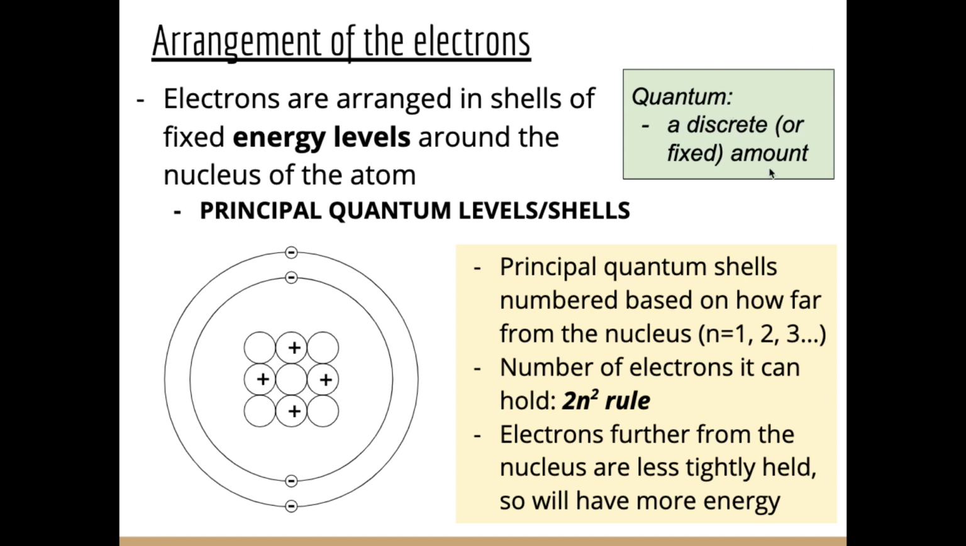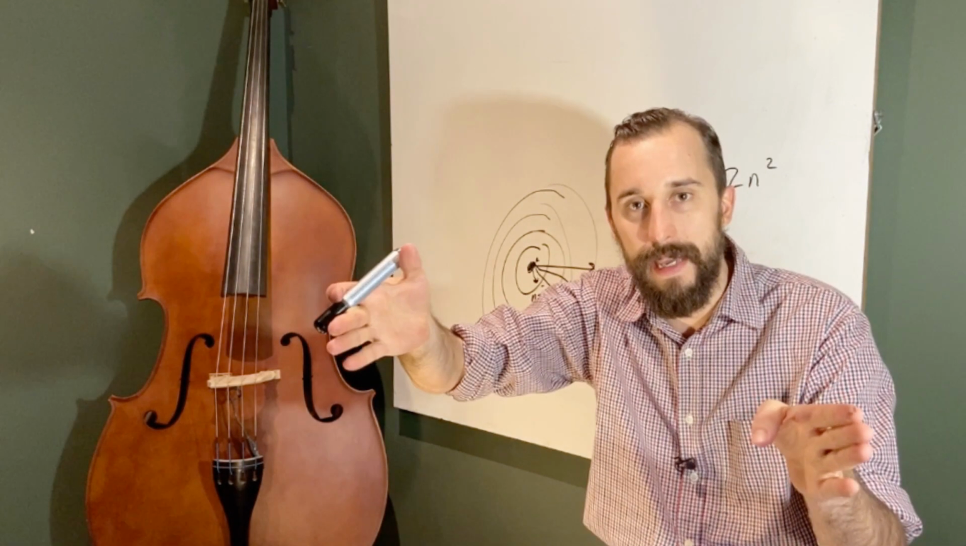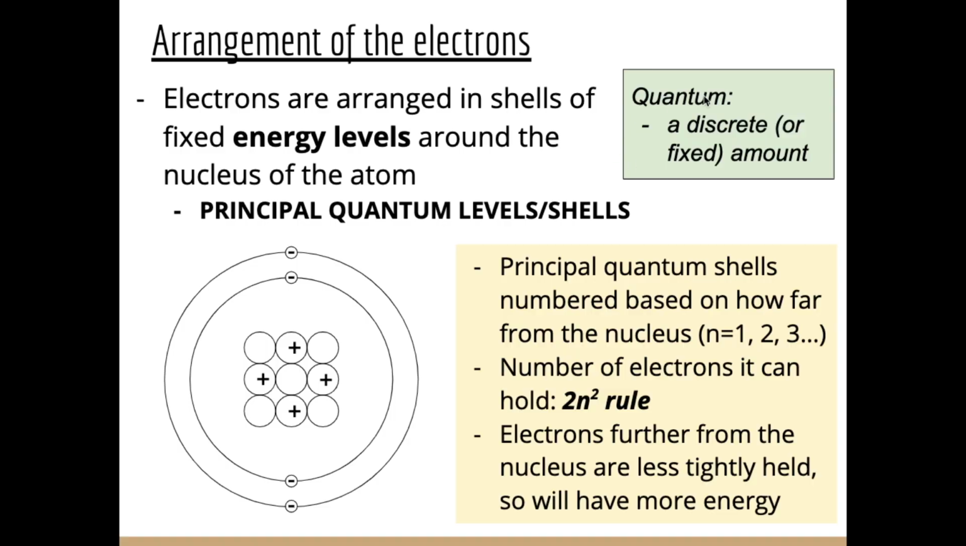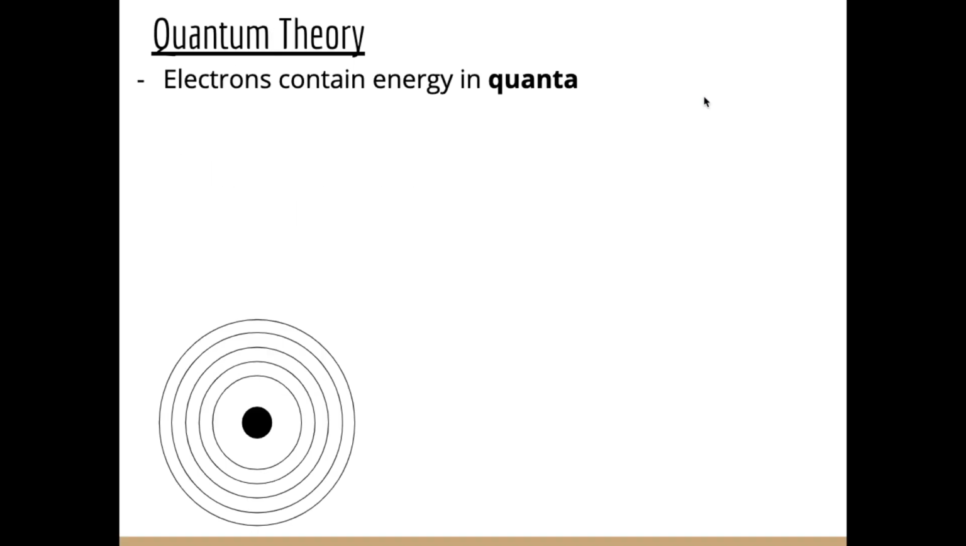So quantum theory, again, don't be put off by this word quantum. Quantum just means the amounts are fixed or discrete. So the amount can be this or that. It can't exist within this or that. It has to be one thing or the other thing. It's a quantum variable, essentially. What do I mean by that?